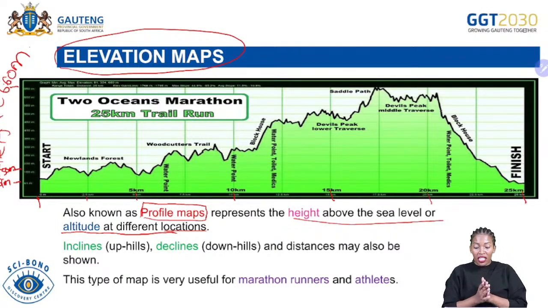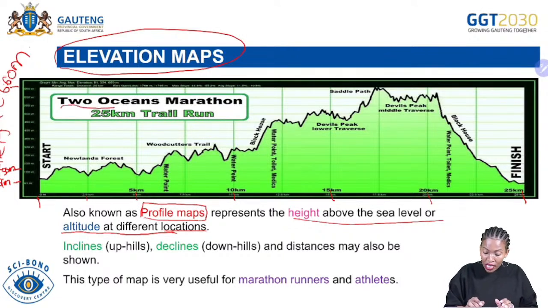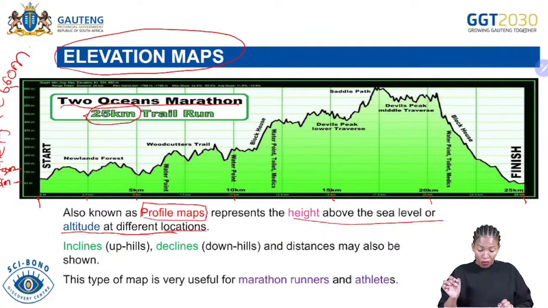Normally the elevation map, we see it when people are taking part in a marathon. It's mostly for athletes that are taking part in their marathons. So this one was the Two Oceans Marathon, which was for a total of 25 kilometers. As we can see from the start here, it was 0, and then at the finishing there, when it ends, it covered a distance of 25 kilometers.